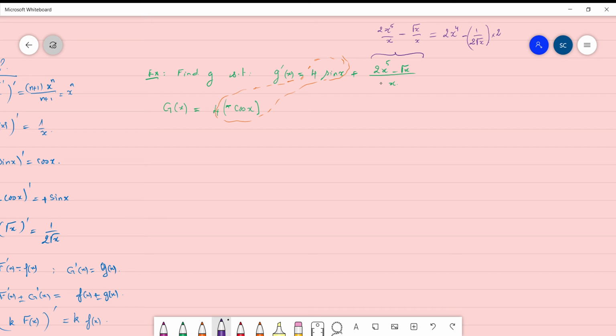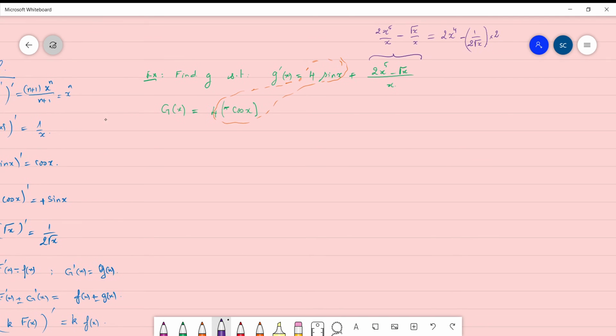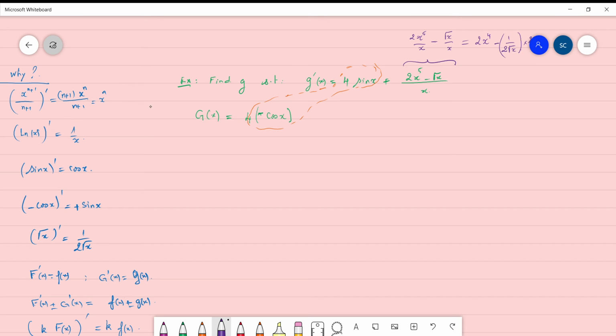Now I see my function as a power function. Yes, I have here x^4. So I look for the antiderivative: the antiderivative of x^4 is x^5 over 5. So we will have plus 2 times the antiderivative of x^4, which is x^5 over 5, minus the antiderivative of 1 over square root of x, which is square root of x, and we have factor 2.